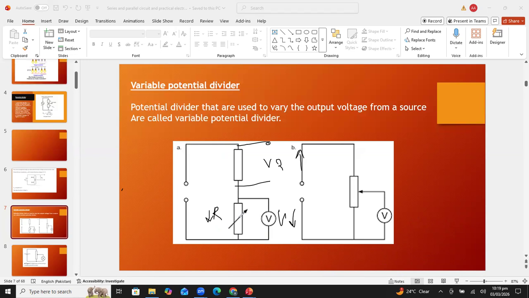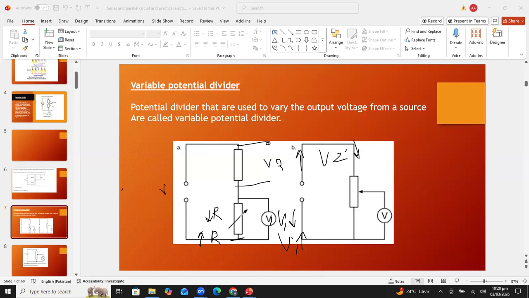All right. But if I am increasing the resistance of this resistor, the voltage will increase. If V1 is increasing, then V2 must decrease, because the sum of both must be equal to the total voltage. So if one voltage increases, the other voltage must decrease. Are you understanding this thing, students? I'm asking this question from everyone. Have you understood the concept of variable potential divider?